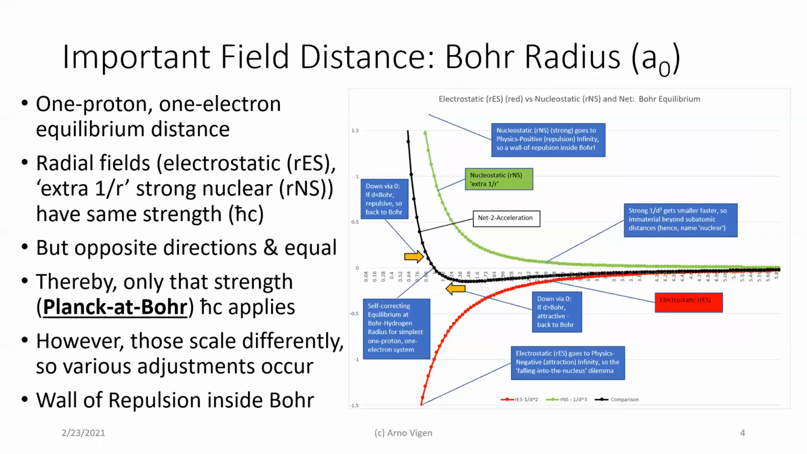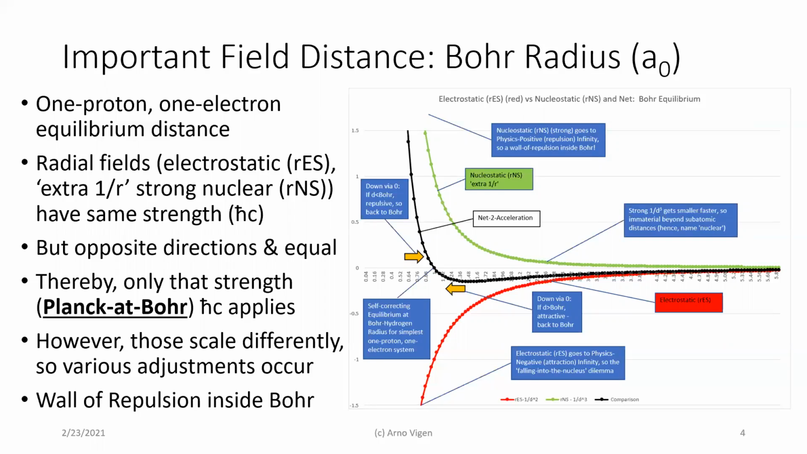Now at that point, the radial fields, the electrostatic, which I will use the symbol R_ES, to emphasize that it is radial, thereby isotropic, the same in every direction, no matter which direction you go. It's a shell. There's also the extra 1 over r, which is the strong nuclear force. And by nuclear, I use the word nucleostatic, so you know that it's very similar to the electrostatic, but with different properties. So that symbol will be R_NS.